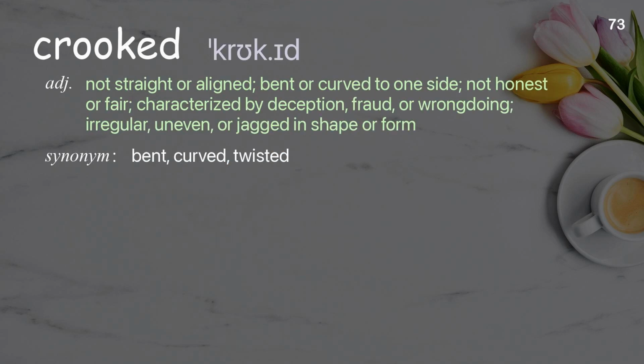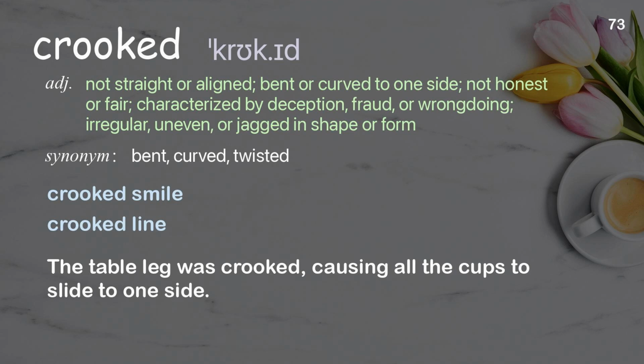Crooked. Not straight or aligned, bent or curved to one side, not honest or fair, characterized by deception, fraud, or wrongdoing, irregular, uneven, or jagged in shape or form. Examples: Crooked smile. Crooked line. The table leg was crooked, causing all the cups to slide to one side.